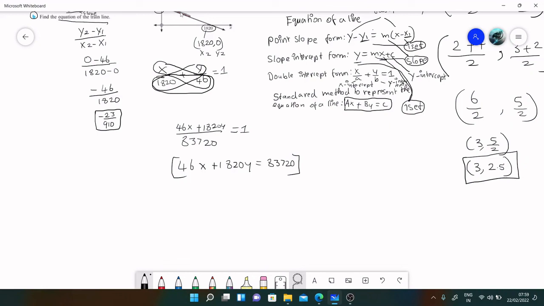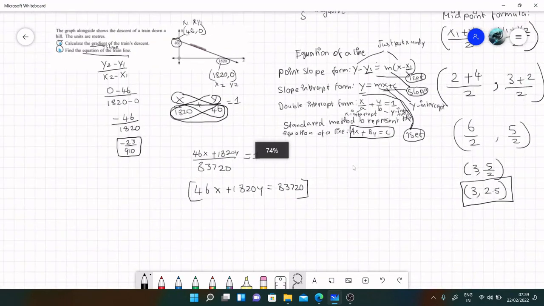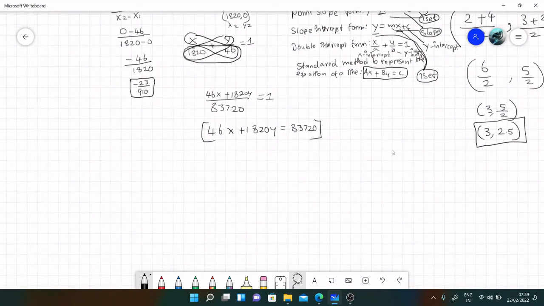If you notice, it's actually in the standard form. We have a, x, b, y, and c. So double intercept directly gives you the standard form for the most part. So you don't have to worry, as it's fewer steps for you. So double intercept is an easy method to use.